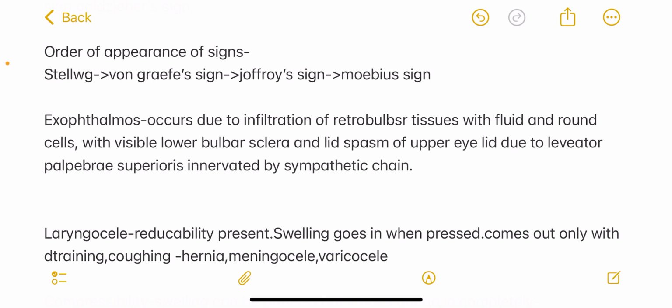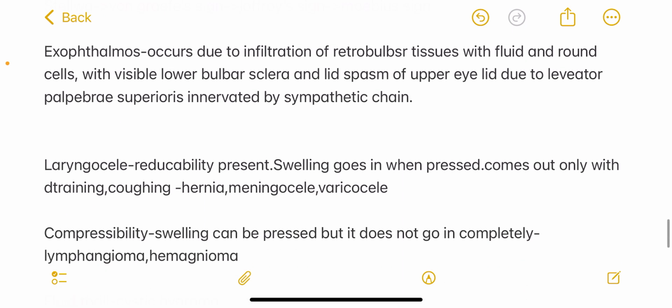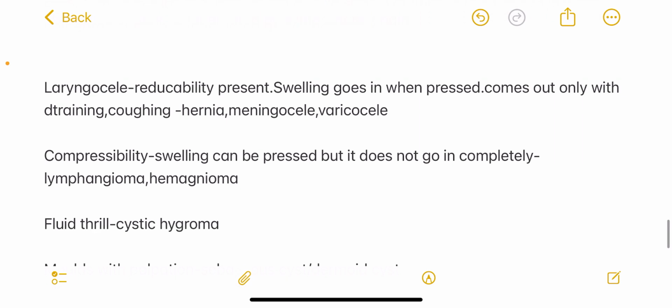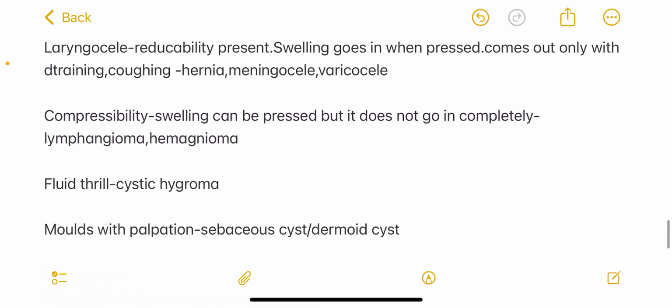So then compressibility, there's a difference between reducibility and compressibility. Compressibility means that the swelling can be pressed, but it does not go in completely. So this is seen in case of lymphangioma and hemangioma. Then fluid thrill is commonly seen in cystic hygroma. So these are all again neck swellings, but not the thyroid one. So the swelling which molds on palpation, that is sebaceous cyst or dermoid cyst.